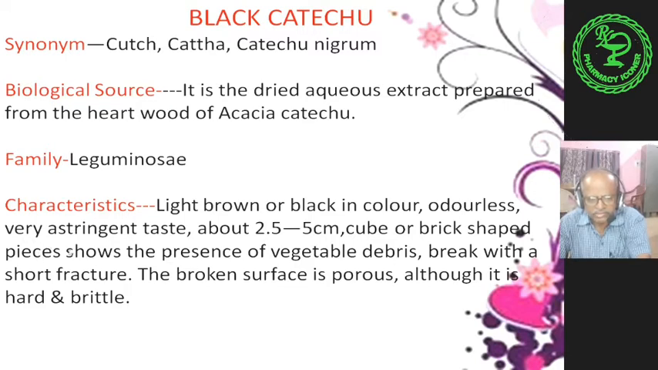The presence of vegetable debris is a must, because when it is obtained as a dried aqueous extract, it will definitely contain some vegetable debris. It breaks with a short fracture because of the porosity. The broken surface is porous, although it is hard and brittle, and breaks with a short fracture.